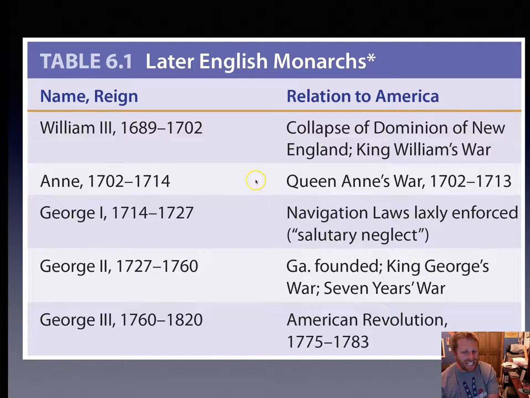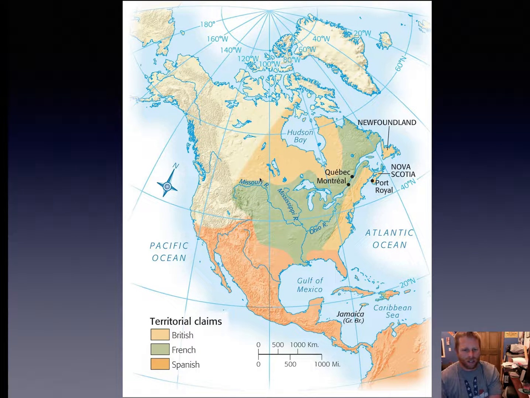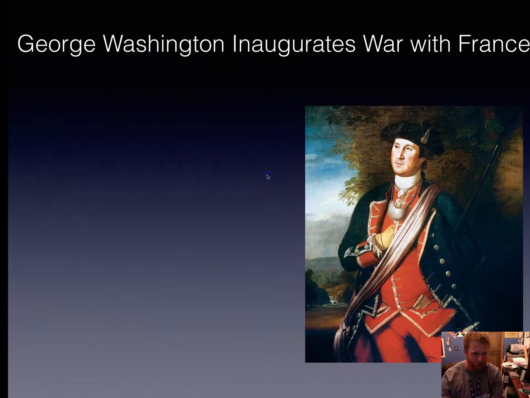King George II: Georgia was founded. You have King George's War, and then the Seven Years' War, which is really critical to us. And then the hated and loathed King George III, which we know because of American history. So here's some of the British gains. You can see that they got the Canadian Shield around the Hudson Bay and all that good stuff. So in steps a young colonel from Virginia named George Washington. I don't know if you guys have ever heard of this guy before. Turns out he's kind of a big deal, but he actually starts a world war.